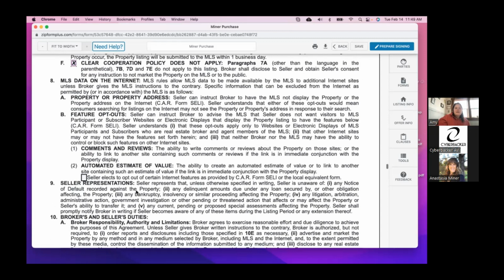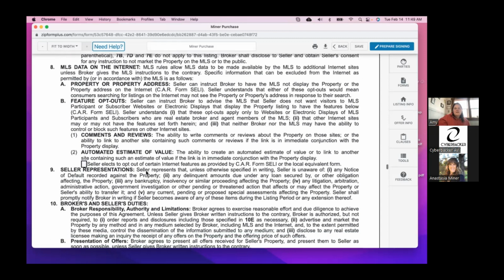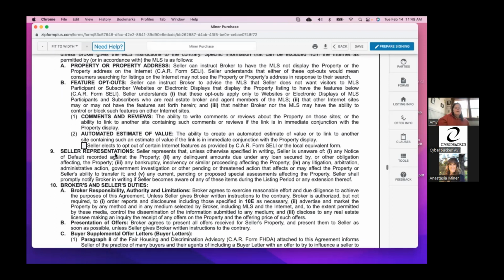Or the automated estimate of value: the ability to create an automated estimate of value or link to another site containing such estimate of value if the link is in immediate conjunction with property display. Seller elects to opt out of certain internet features as provided by CAR form SELI or local equivalent form. So if they were going to opt out of any of these features, we would want to check that box and include that form. Okay.